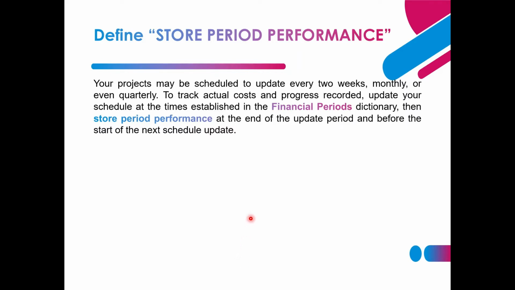Your project may be scheduled to update every 2 weeks or weekly, monthly, or even quarterly. To track actual cost and progress recorded, update your schedule at the times established in the financial period dictionary. Then store period performance at the end of the update period and before the start of the next schedule update.